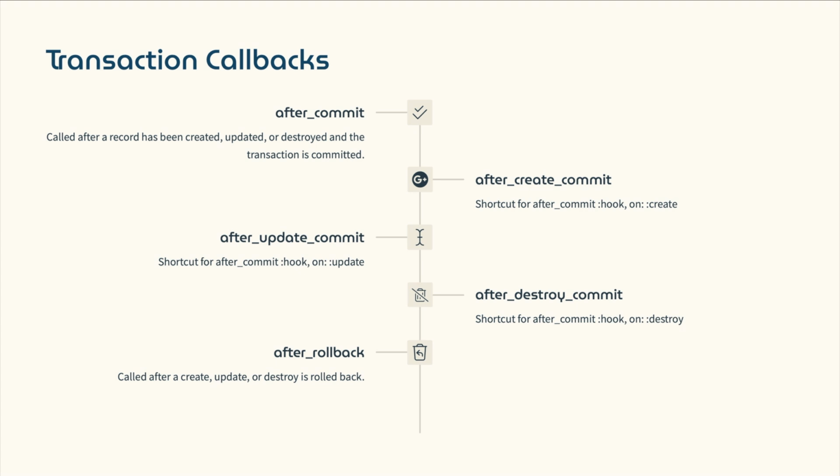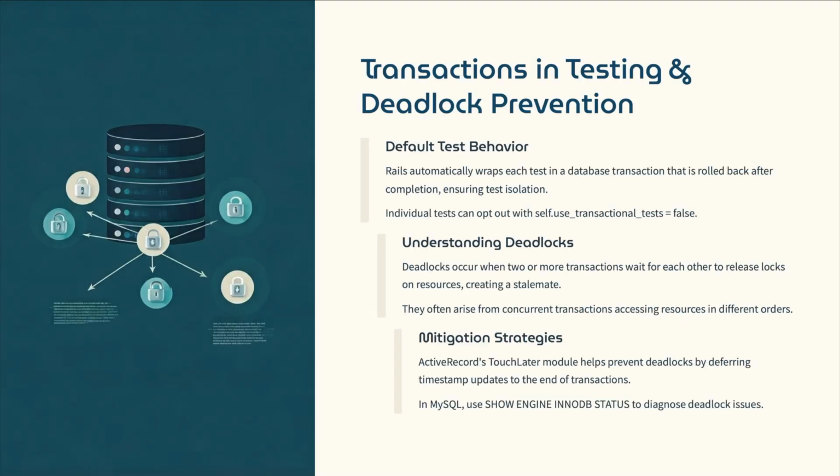Can you turn that off? The wrapping of each test in a transaction. You can. On a specific test class, you can set self.use_transactional_tests = false. But if you do that, you lose the automatic cleanup. So you have to clean up the database yourself after each test. Exactly. You'd need to manually delete records or use other strategies. You might need to do this for very specific scenarios, like testing database level locking or certain kinds of background job interactions where the default transaction wrapping gets in the way. Okay, trade-off between convenience and control.